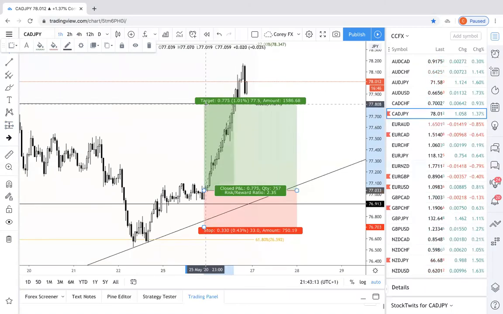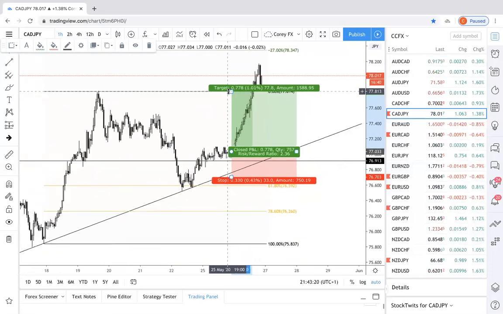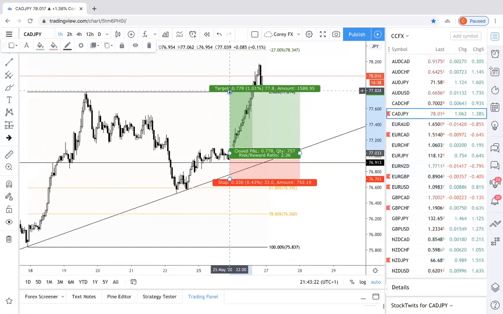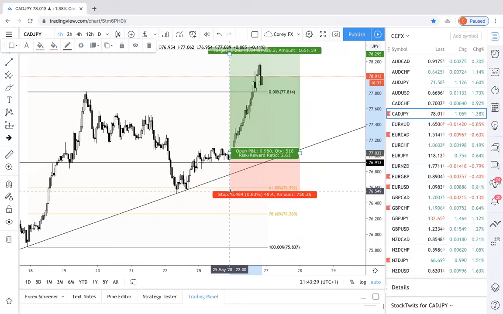As you can see, if I'd done that, it would have gone up even to the 0%. The 27% extension, so 0% would have been 77 pips. The extension, which we've nearly hit, was around 125 pips, and my stop loss would have been down here at about 40 pips.